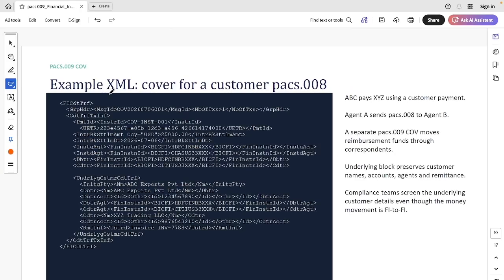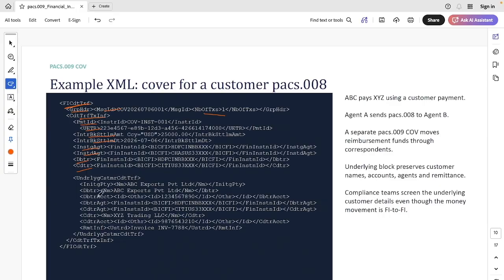Now let's look at the XML sample of pacs.009 cover. At first glance, it looks similar to pacs.009 core because it also starts with the FI credit transfer. Then it has group header, it has message ID, it has number of transactions. Then we move to credit transfer transaction information. Here again we see payment identification, UETR, settlement date, settlement amount, instructing agent, debtor, creditor, and everything is similar to pacs.009 core. So far it looks like bank-to-bank funds movement.